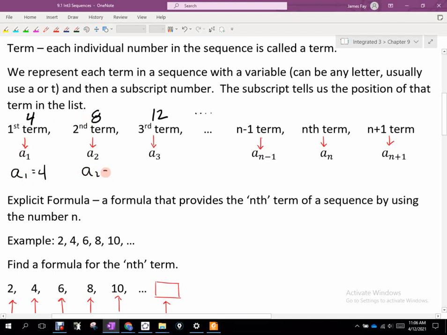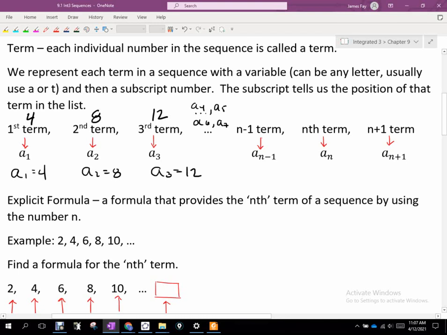A sub 2 is 8. Tell me, the second term in the list is 8. A sub 3 is 12. Okay. Now, A sub 4, A sub 5, A sub 6, A sub 7, A sub 8, A sub 9, all of them are in here in these ellipses, right? The ellipses say that we follow the same pattern as we've already established.